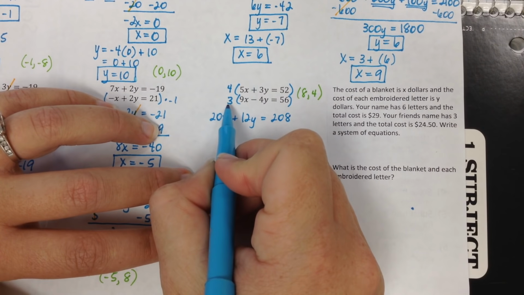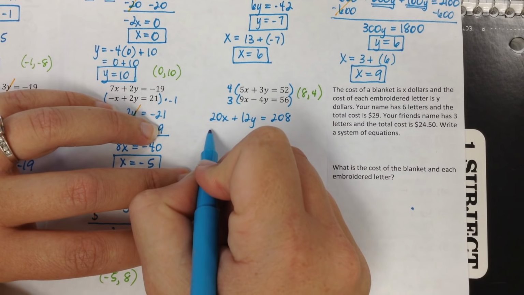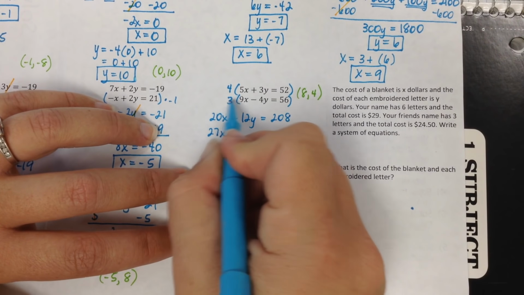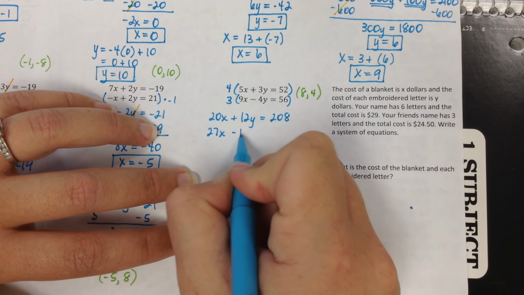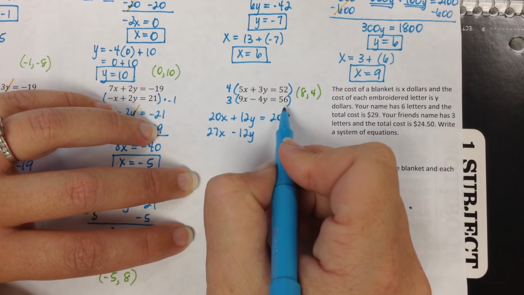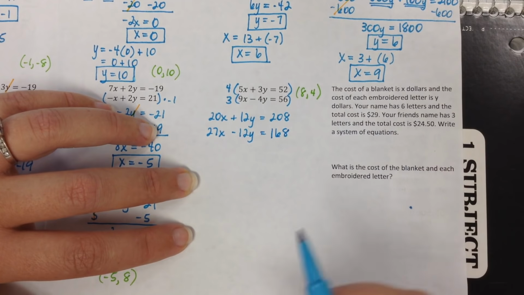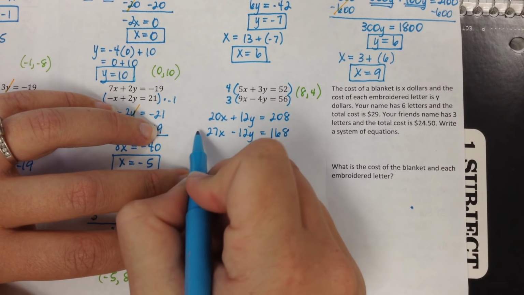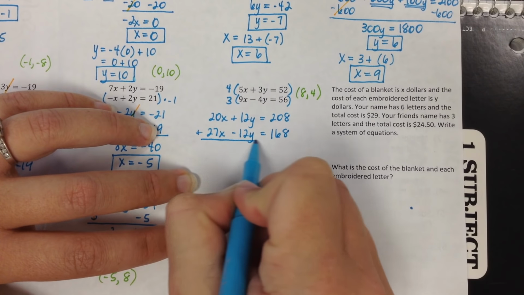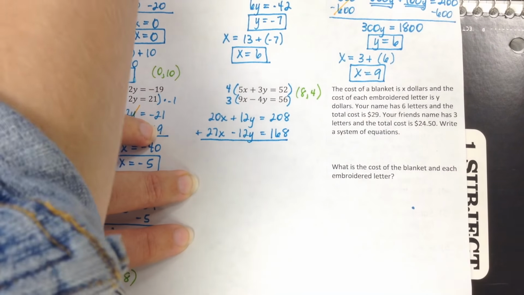Same thing with the bottom equation. 3 times 9 gives me 27x. 3 times -4y, -12y. 3 times 56, 168. Step 2 is to add these guys together. And this is what we wanted.